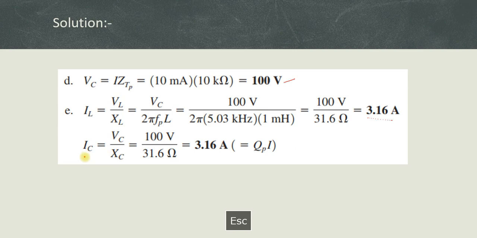Similarly, IC is equal to Vc divided by Xc. Again use the same formula: Xc is replaced by 1 by 2 pi F into C. Substitute all those values and simplify. This term is equal to 31.6 ohm, and you know the value of Vc is around 100 volt. If you simplify further, the value of current is 3.16 ampere.